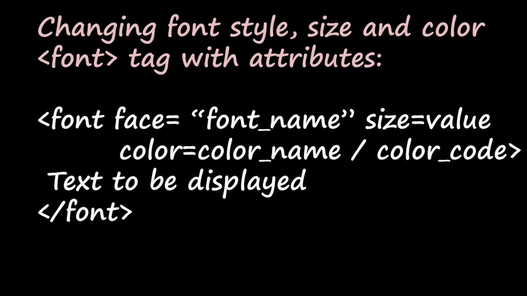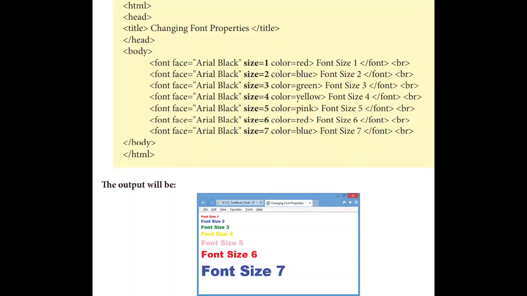And the next one is the color attribute. The color attribute is used to set the color of the text. Color name and color code, you know, it is in hexadecimal. And here they have given an example with many colors and many sizes.